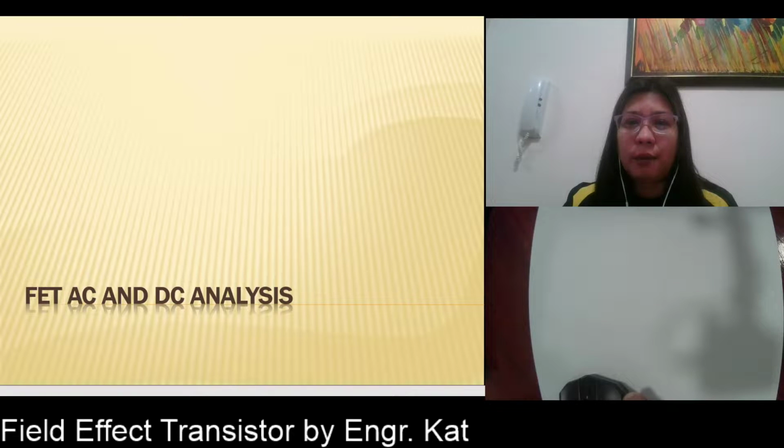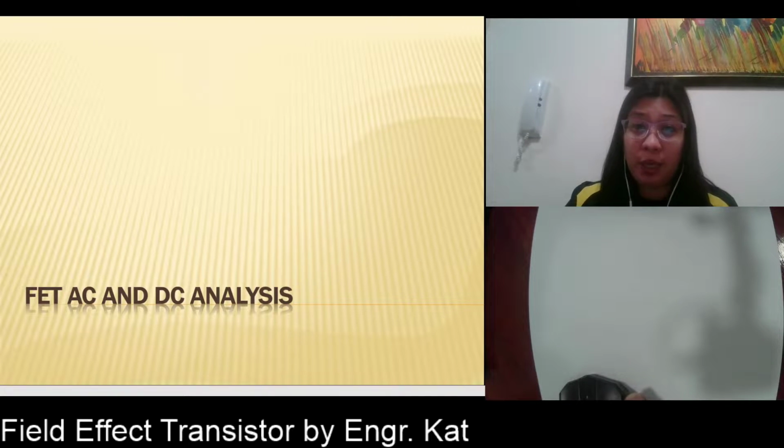Both DC and AC analysis for FETs are simpler compared with the BJT, particularly when we are talking about the JFET and the D-type MOSFET. Okay, let's begin.